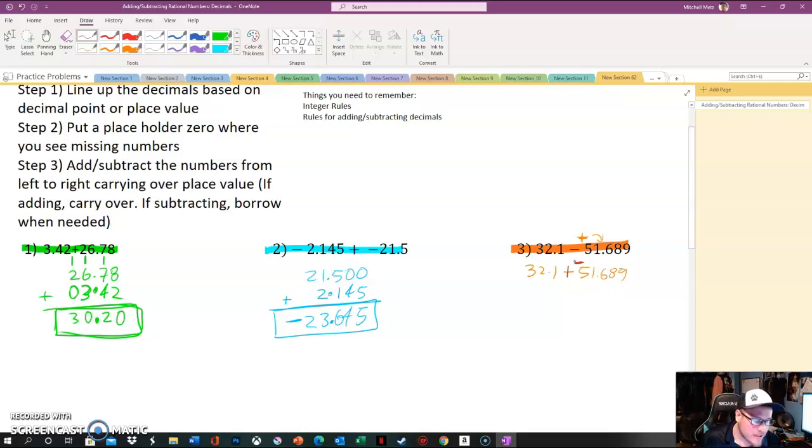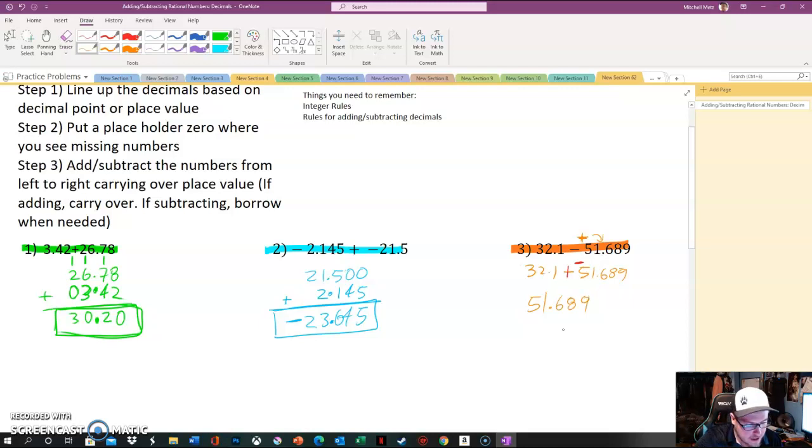Add the opposite sign. So this is positive. Now it's the opposite. It's negative. Now my problem becomes 32.1 plus negative 51.689. I'm adding 2 integers that have different signs. When they have different signs, a positive and a negative, I subtract them. So let's do that again in orange, and I'm going to subtract.